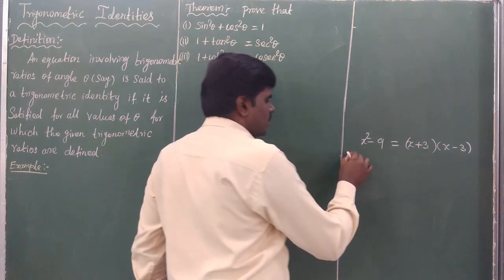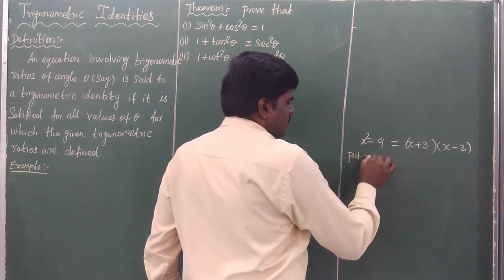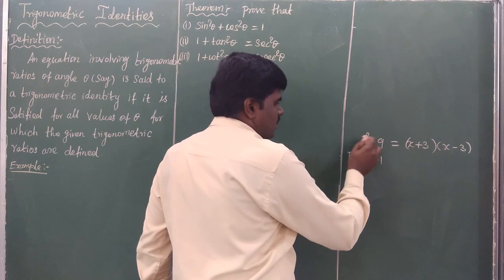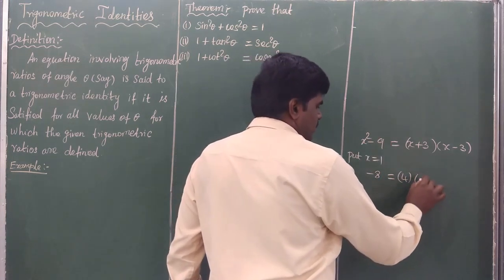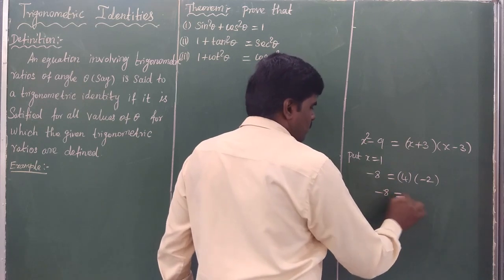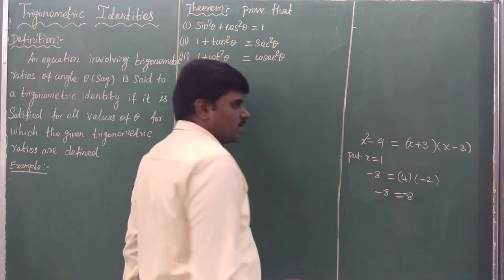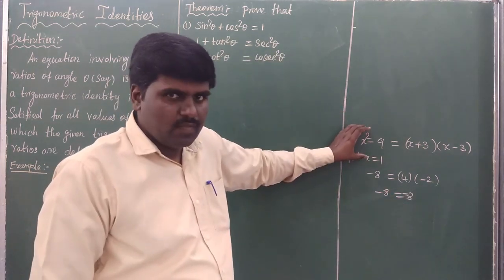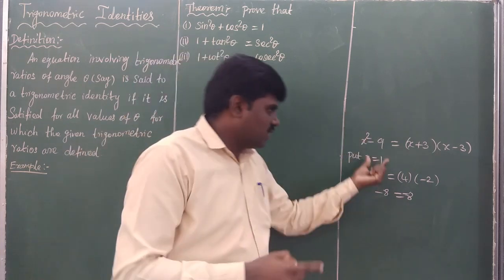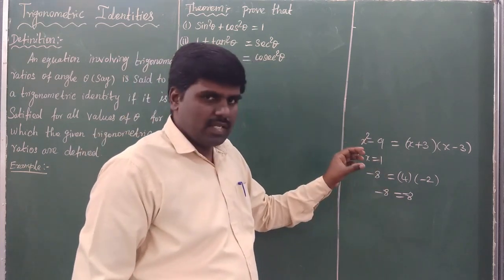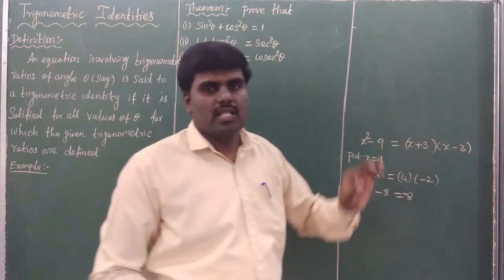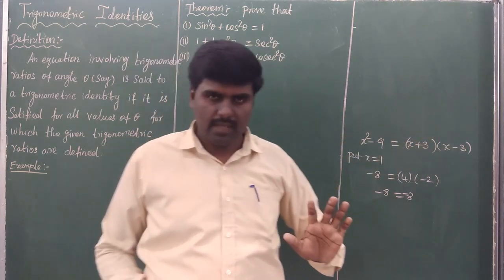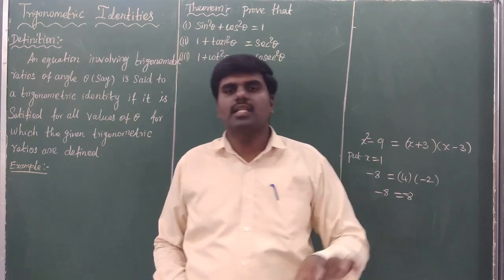Now, put x is equal to 1. Here x equal to 1 means minus 8 on the left side, and here on the right side it is 4 into minus 2, that is minus 8. Is that clear? So, the above identity is satisfied for all values of x. Therefore, this is an algebraic identity. It's clear. In the same way, the concept applies to trigonometry identities.